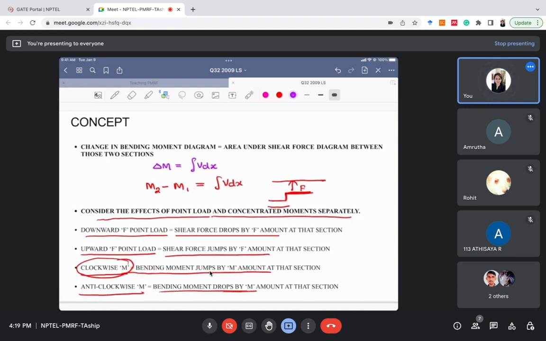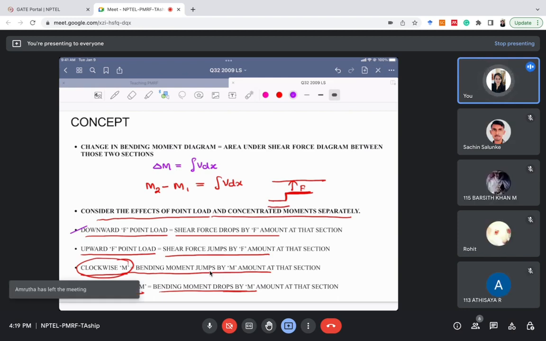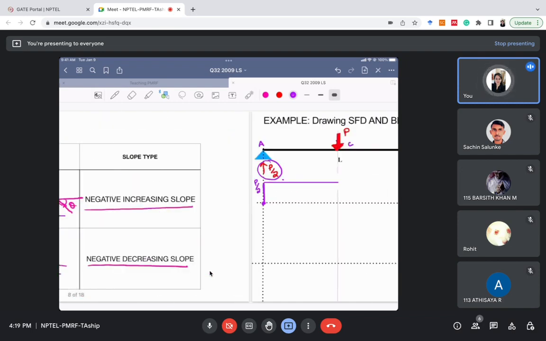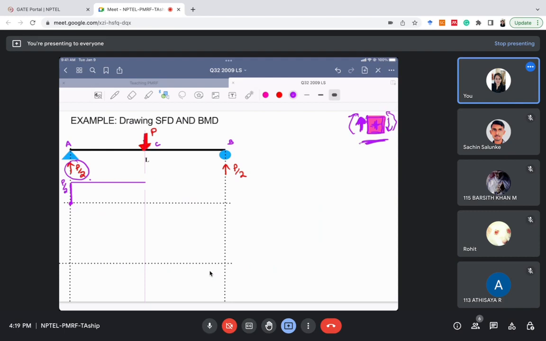Yeah, so the point was that a downward F point load causes the shear force to drop by F amount at that section. So in our problem, we have encountered a point load P, which is in the downward direction. So our shear force diagram will drop by P amount.